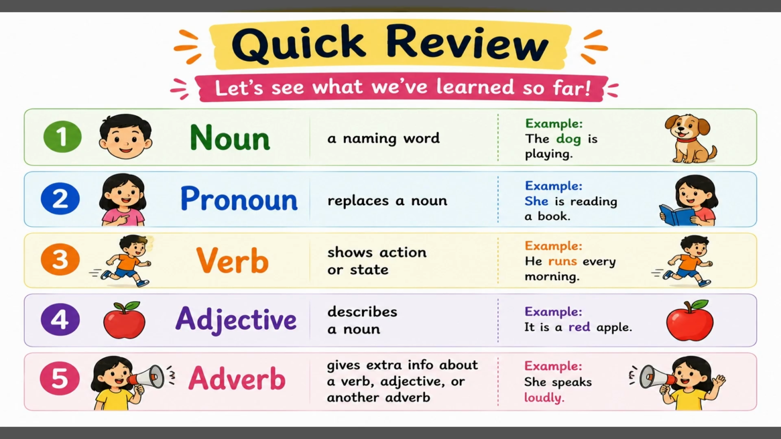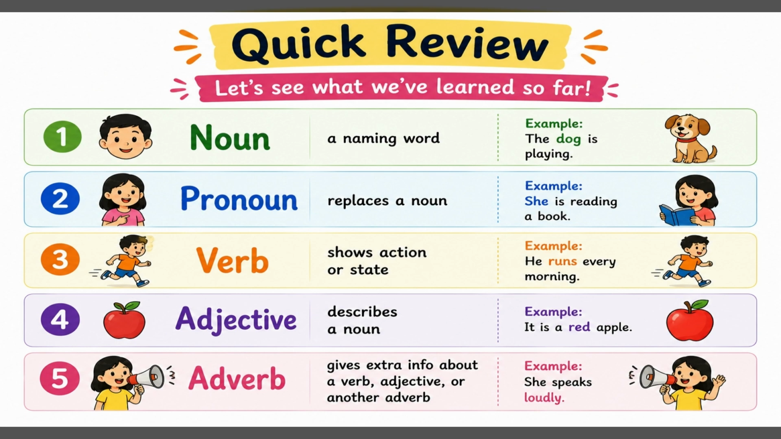Before we move on, let's take a quick look at what we've learned so far. So far, we have already met five important parts of speech. A noun is a naming word. It names a person, place, animal, thing, or idea. A pronoun is a word that takes the place of a noun. Words like he, she, it, and they are pronouns.